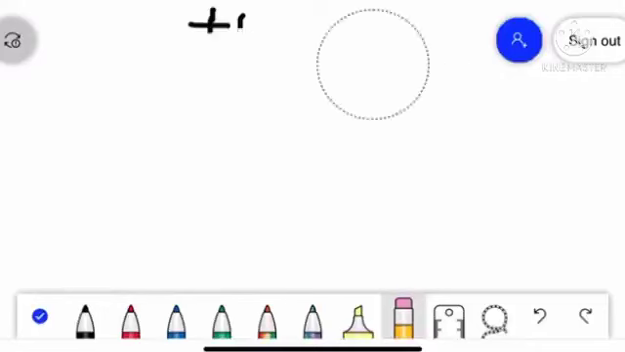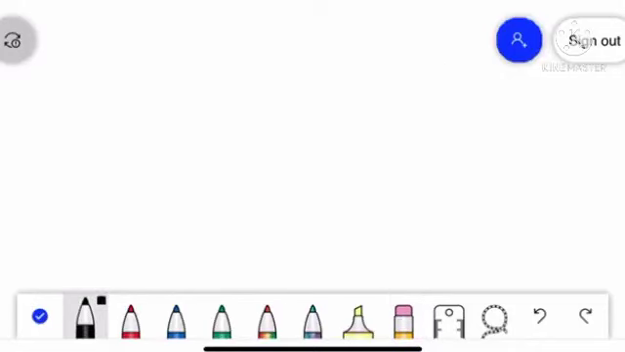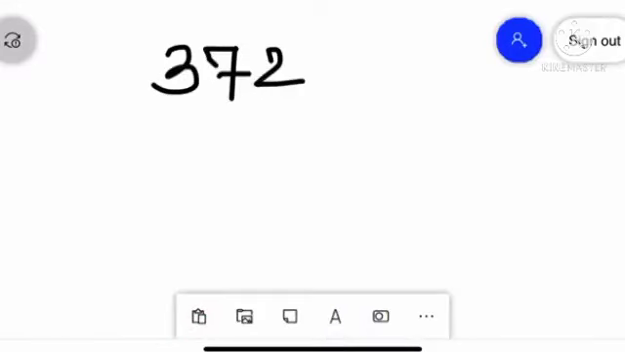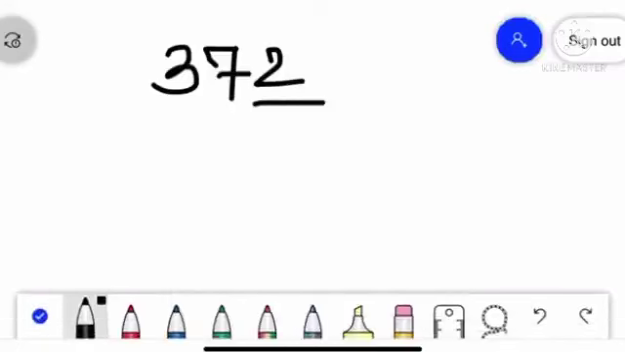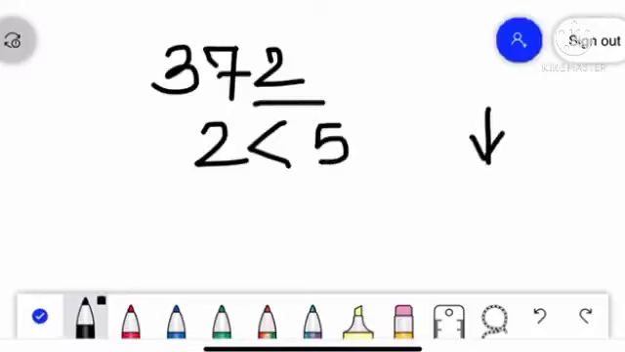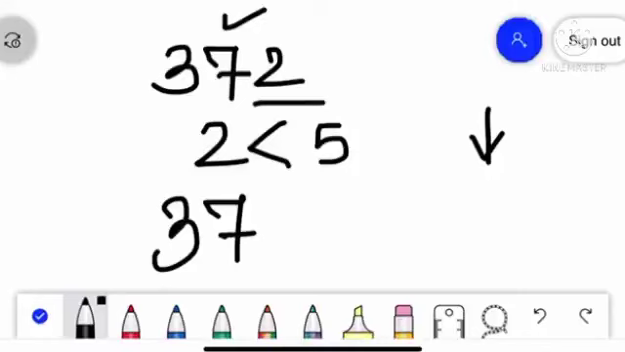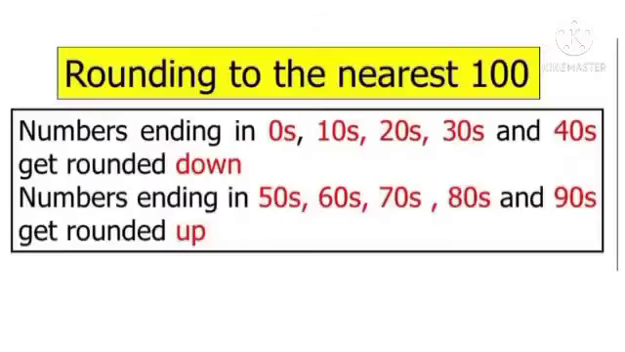Now one more example, round off the number 372. See, the number is ending with 2. So it means 2 is less than 5, then the number is going to be rounded down. We are not going to add anything on the tens place. We will copy that digit only, that is 7 only, and the digit we are comparing is going to be replaced by 0.